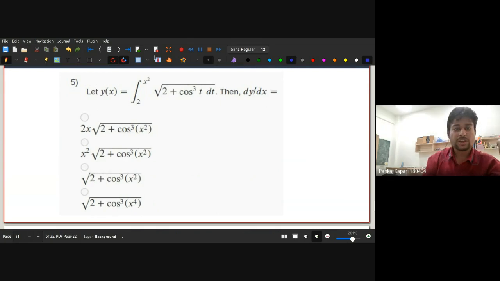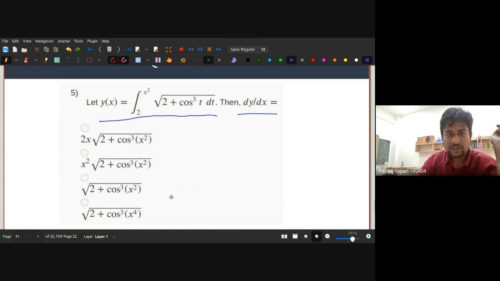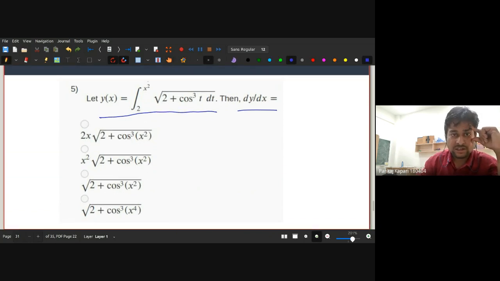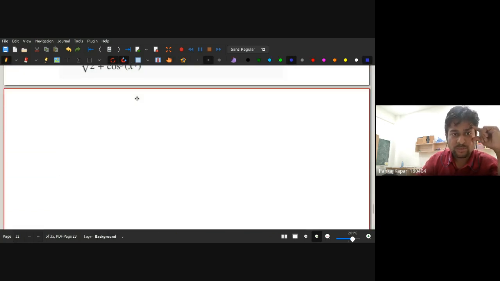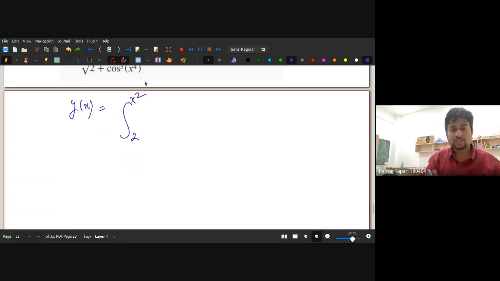Okay, so here we have this function which is given by an integral, and then we have to find the derivative dy by dx. So again we will use the fundamental theorem of calculus because we have to differentiate the integral, but then there is an x square, right? So that means we have to apply the chain rule. What is y of x? It is the integral from 2 to x square of the square root of 2 plus cos cube t dt, right?